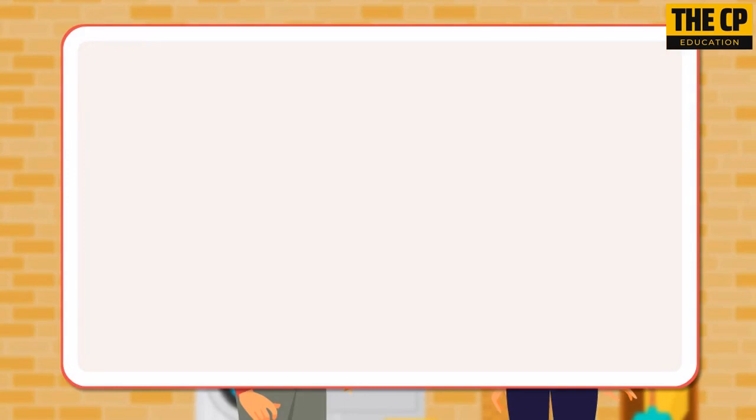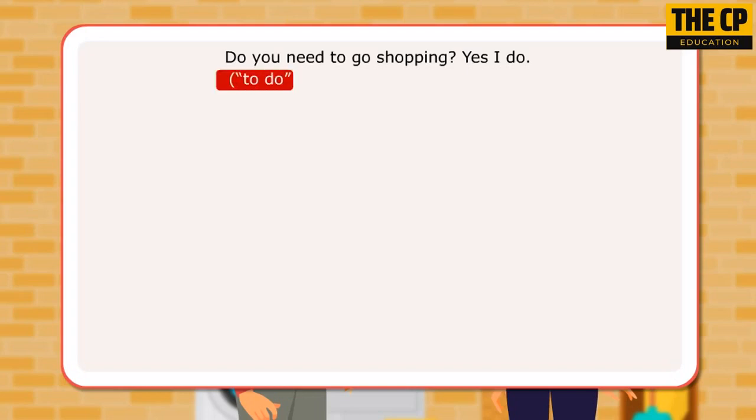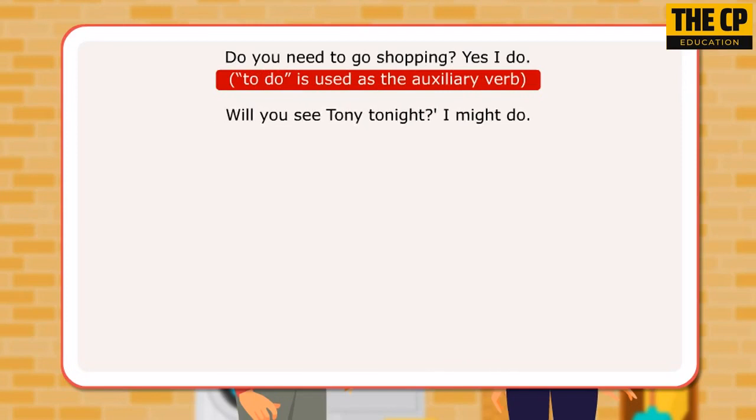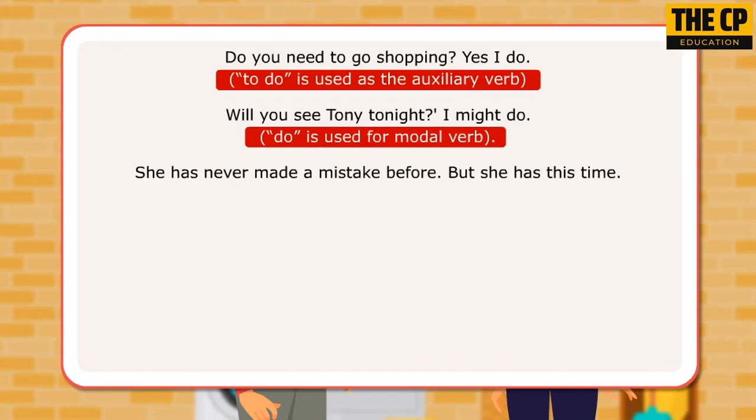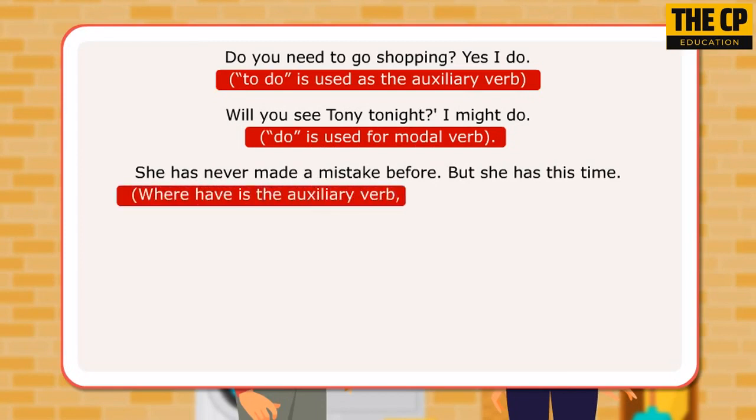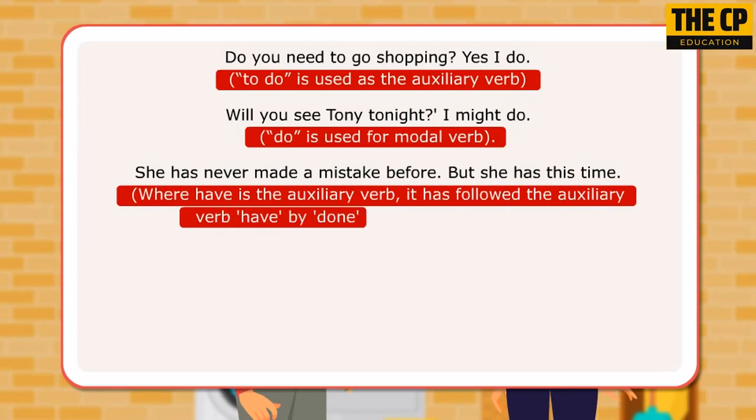Let us look at a few sentences. "Do you need to go shopping?" "Yes, I do." "To do" is used as the auxiliary verb. "Will you see Tony tonight?" "I might do." "Do" is used for the modal verb. "She has never made a mistake before, but she has this time." Where have is the auxiliary verb, it has followed the auxiliary verb have by done in the second sentence.